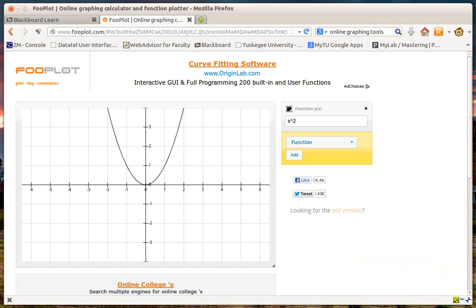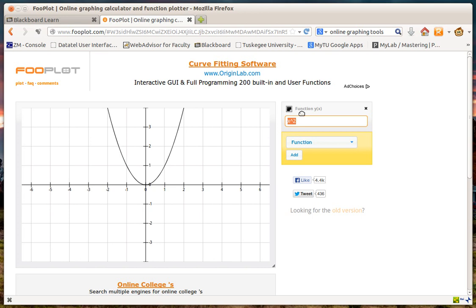Fooplot.com is a good location to draw graphs. The graphs are much easier to see than the graphs on a graphing calculator. For example, we are going to plot the function f of x equal to, it's a rational function.